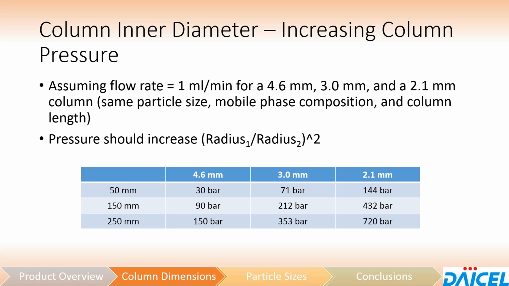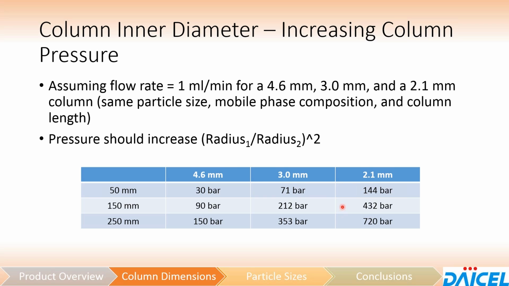Now, because of some pressure limitations, not only with the columns, but with the systems, not all of this data was actually gathered in the lab, but for instructive purposes, you can see basically what you would see if you were able to achieve this, looking just at your 4.6 millimeter ID columns on a 50 millimeter length. Estimation at 30 bar, you would see 71 bar and 144 bar on the same length, but with a decrease in the column inner diameter, and so forth down the line here.